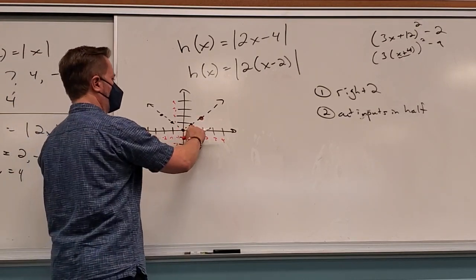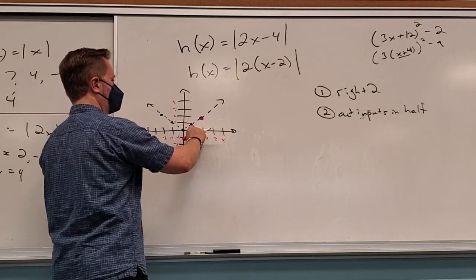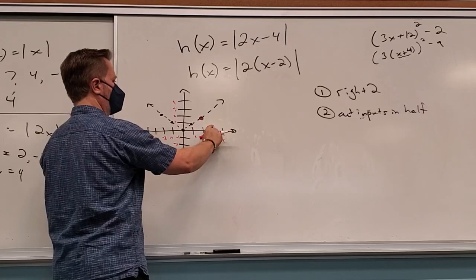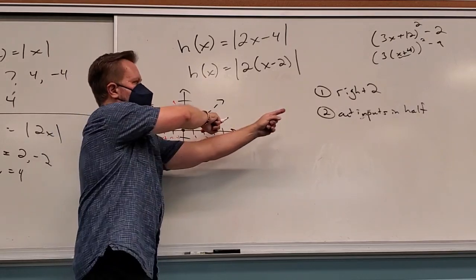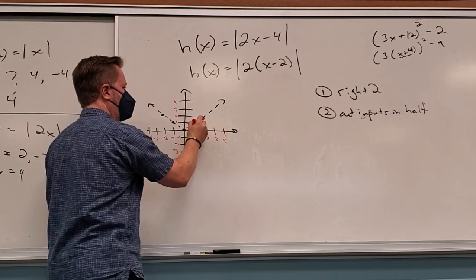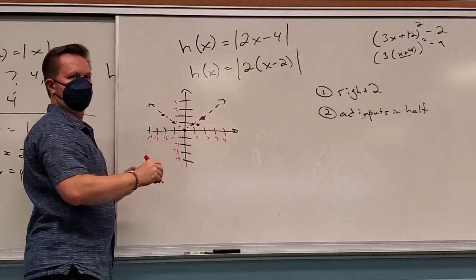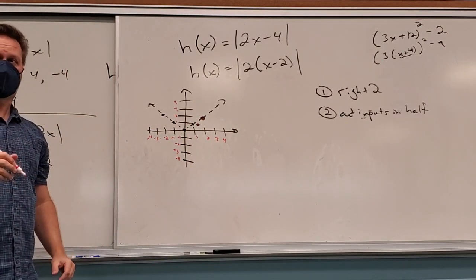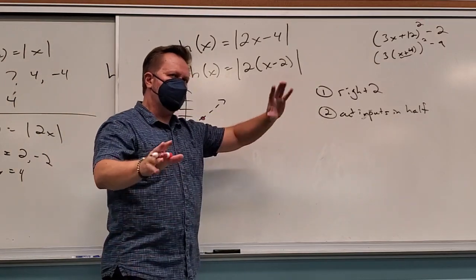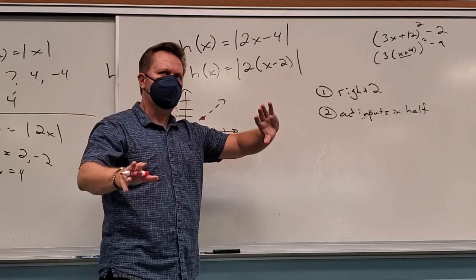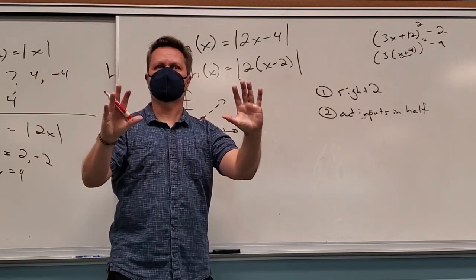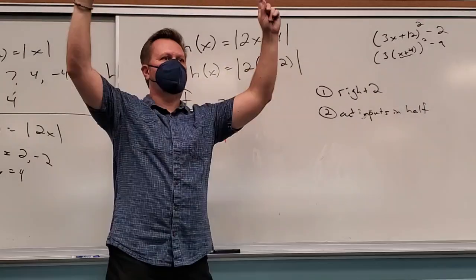Take the next point. What do I do with it? Right 2. What's the input right now? 3. What do I do now? Cut the input in half. What's half of 3? 1.5. Bam. So this list should be relatively easy to make. And then you just do the list to each point. And then you connect the dots.